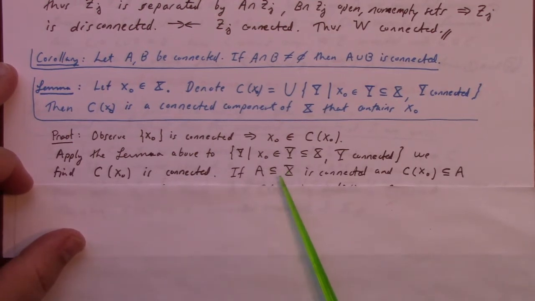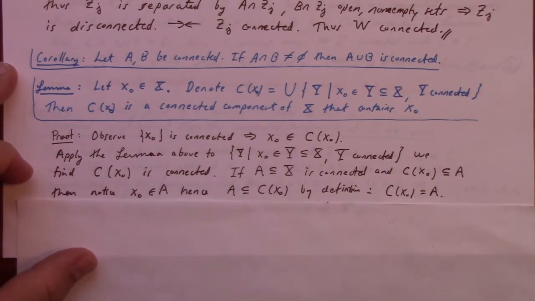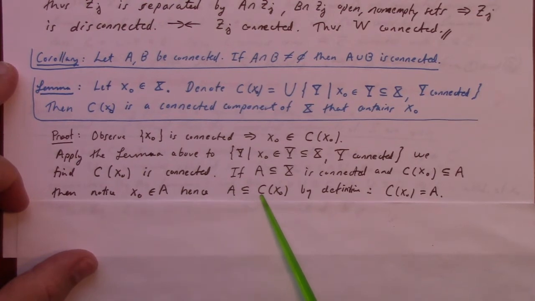But also, if A, a subset of X, is connected and it contains C of x naught, then notice that x naught is an element of A, and hence A is a subset of C naught by definition. Right, A is a subset of C naught by definition. You could say that A is an element of this setup here, I guess, also.